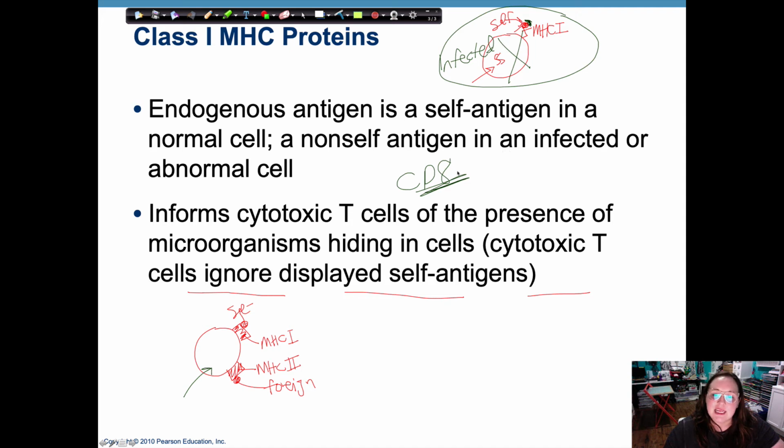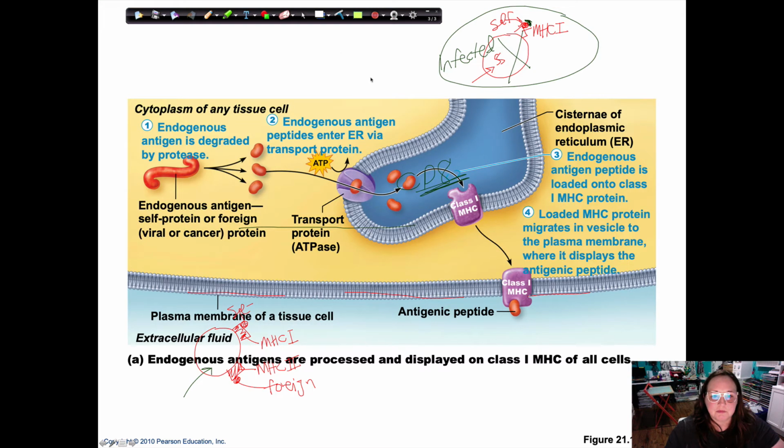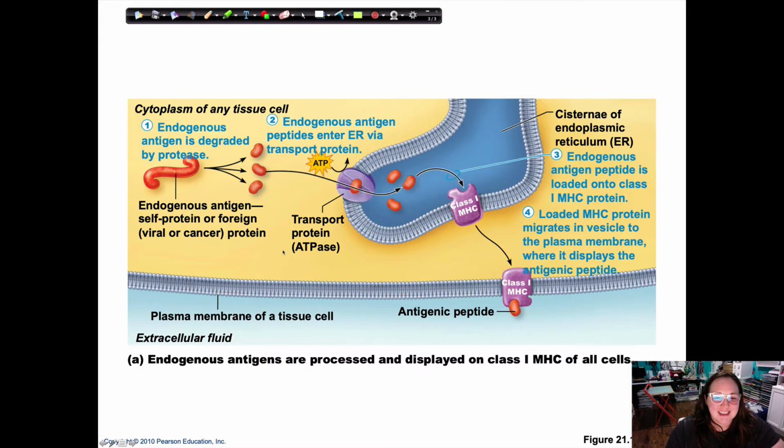Okay, and so these CD8 cells are going to come in contact and they're going to activate themselves into what we call cytotoxic T cells. And this tells the CD8 cells that there's a microorganism like a virus or a bacterium hidden within the cell, and the cell needs to be destroyed. So this is kind of showing you a better version of what I just talked about.